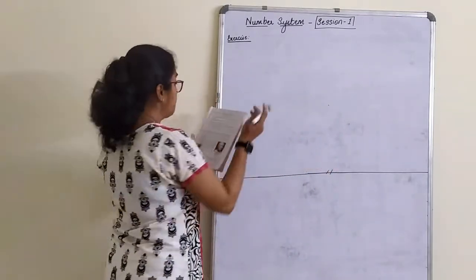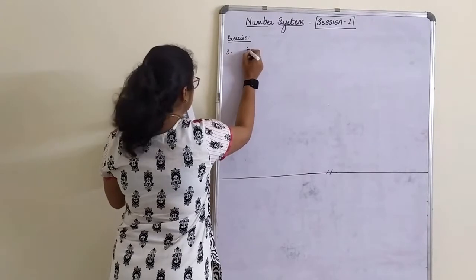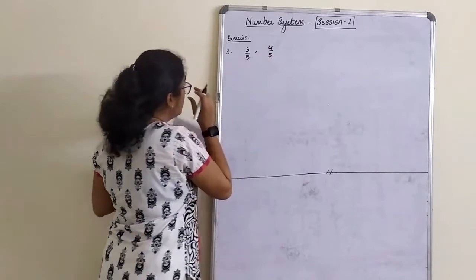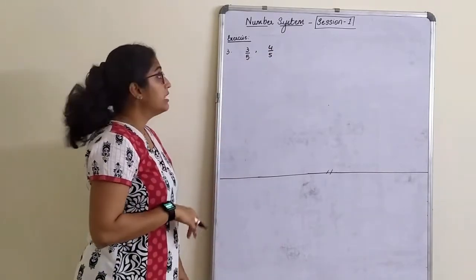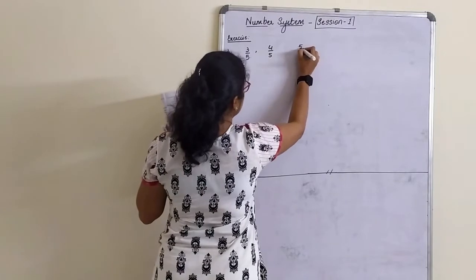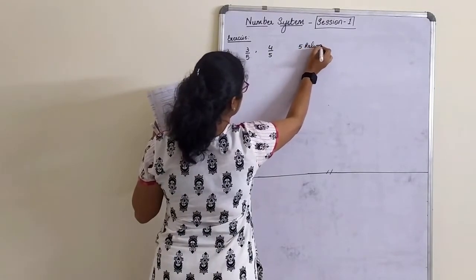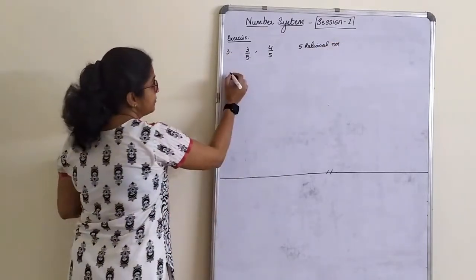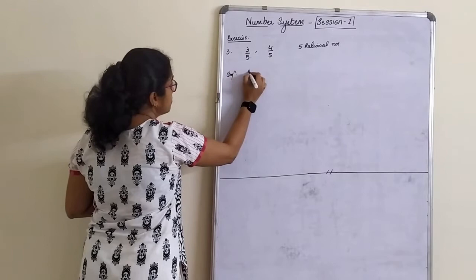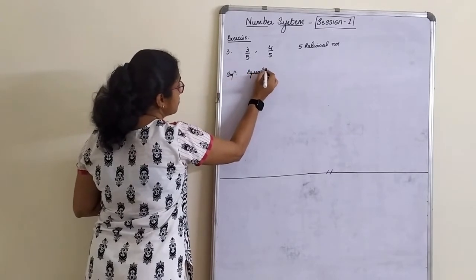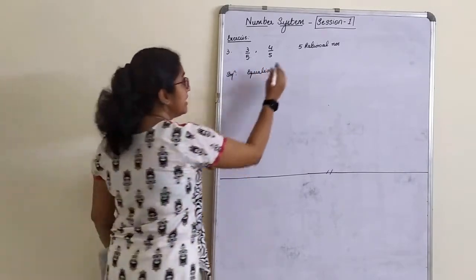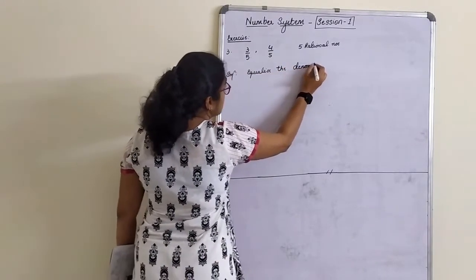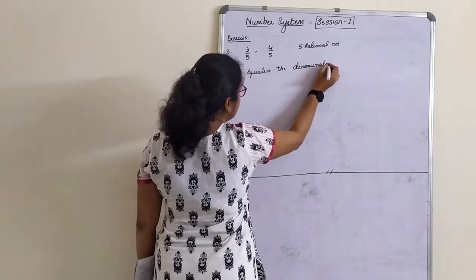So, but we need to know. Third one, rational numbers between 3 by 5 and 4 by 5. So, here what we will do now? We want how many? 5 rational numbers. Let us equalize the denominator. Solution. You had this last year. Equalize the denominators. Because if the denominators are same, it is easy for us to find.